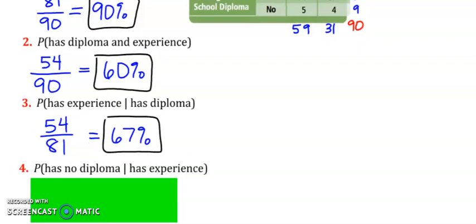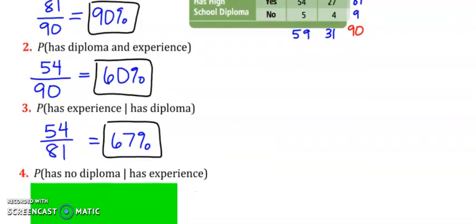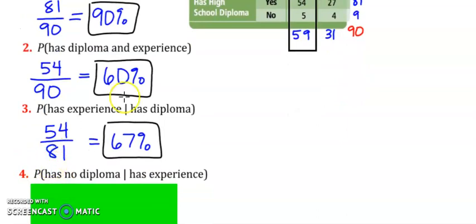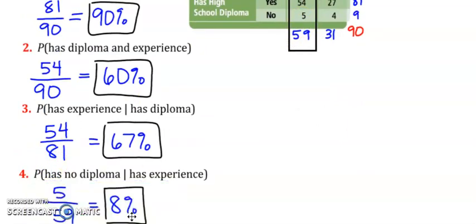Problem 4, what is the probability they have no diploma given that they do have experience? So again, right here, the fact that they have experience, and that comes after my "given that" statement, that's where I'm going to narrow my focus. So I only care about the folks who have experience. So I only care about these 59 total people. Now, of those 59, how many of them do not have a diploma? Well, that would be 5. So 5 out of the 59 do not have a diploma, which equates to 8%.